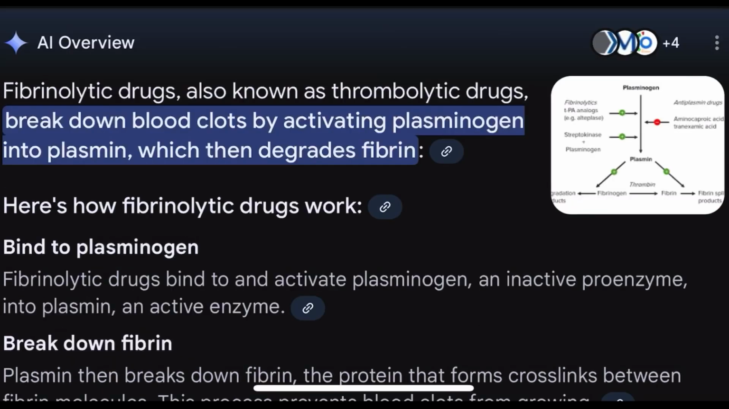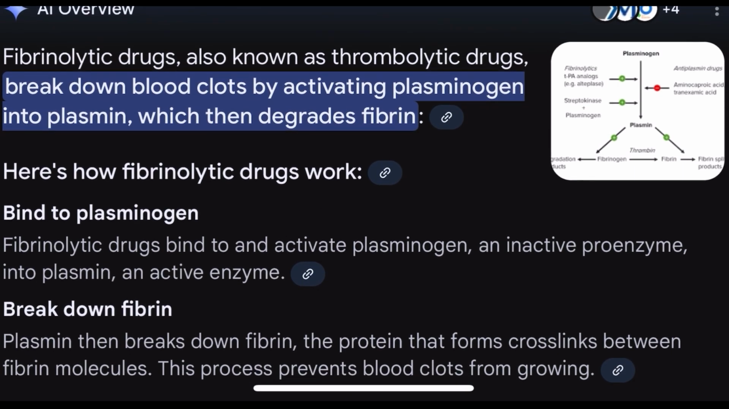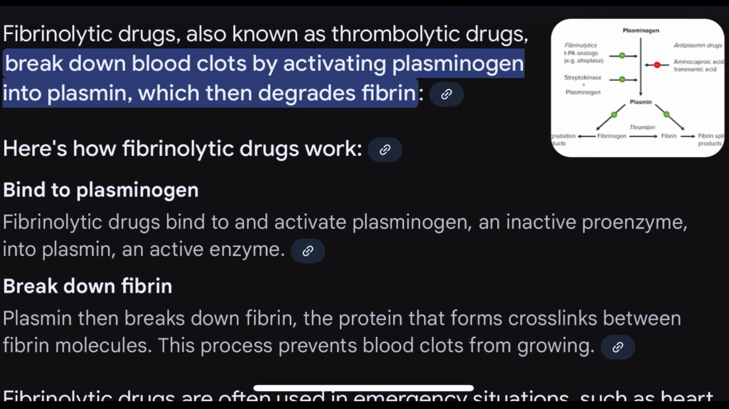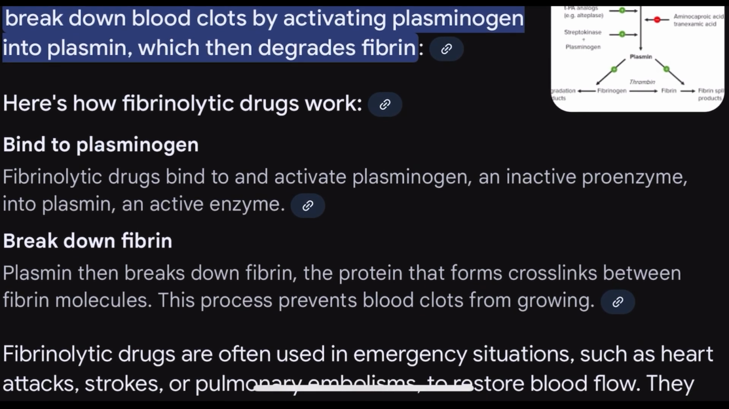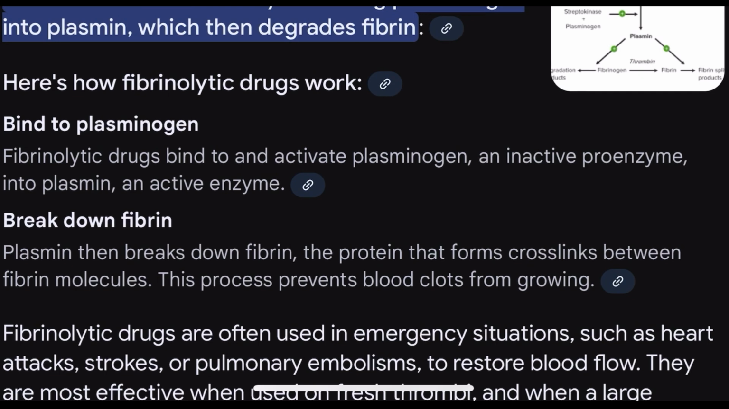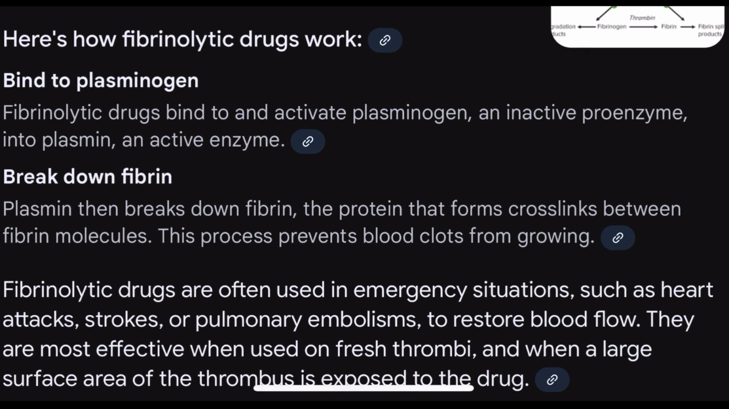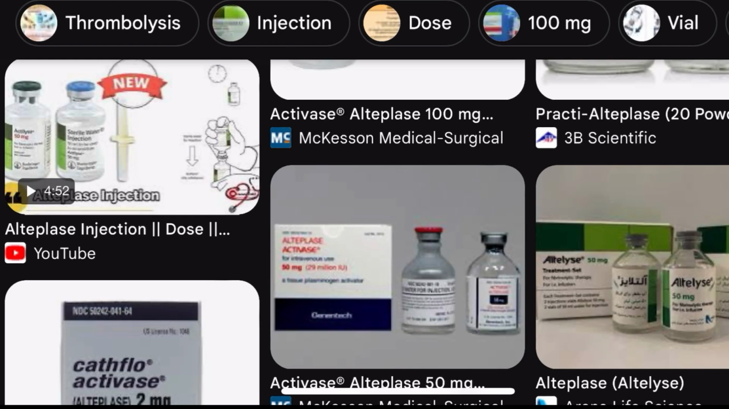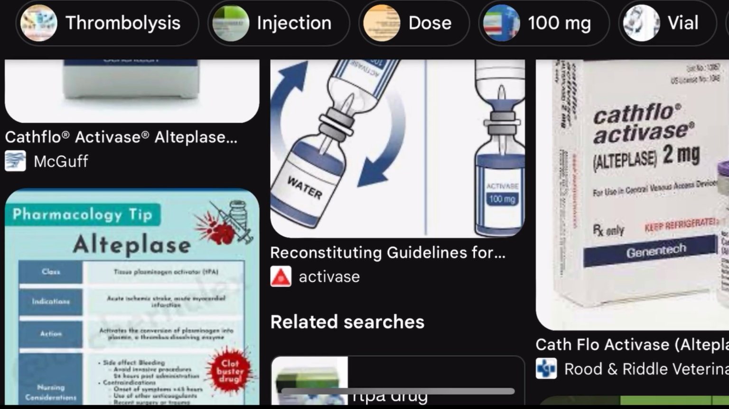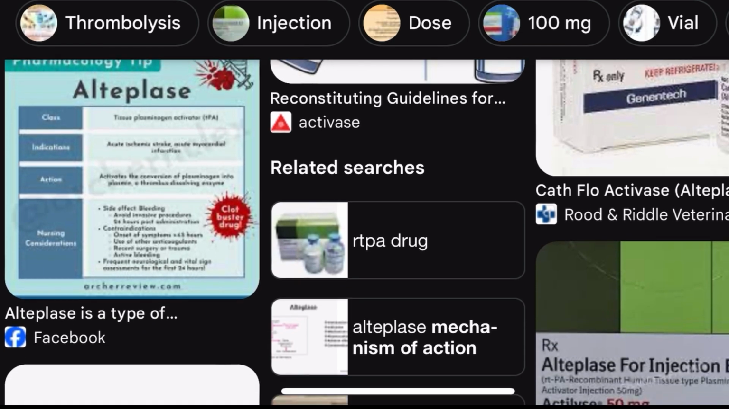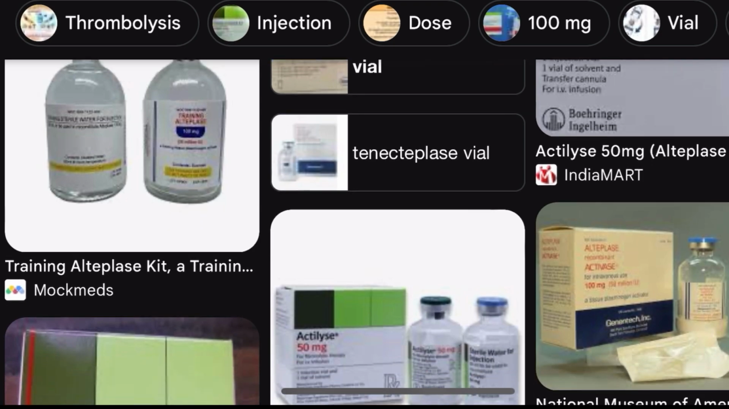The last section I have here is fibrinolytic agents, also known as tissue plasminogen activators, TPAs. They work by converting plasminogen to plasmin, causing fibrin to break down, leading to the dissolving of clots. Alteplase, Activase, is one option. It's a 15 milligram IV bolus and then a 50 milligram IV infusion over 30 minutes.